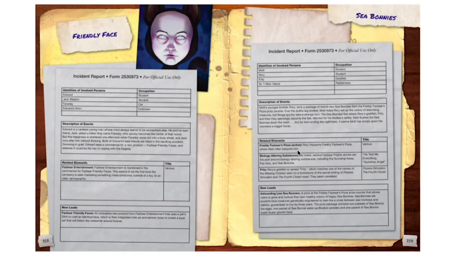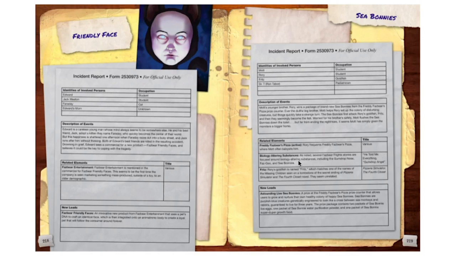Freddy Fazbear's Pizza, active. Rory, what does that say? Frequence? I don't know. I cannot read. It's really small writing. I wish they did bigger writing, look at all the space that you've got, but okay. Rory frequently goes to Freddy Fazbear's Pizza where Mott often babysits him. I think that says frequently or whatever, I don't know.